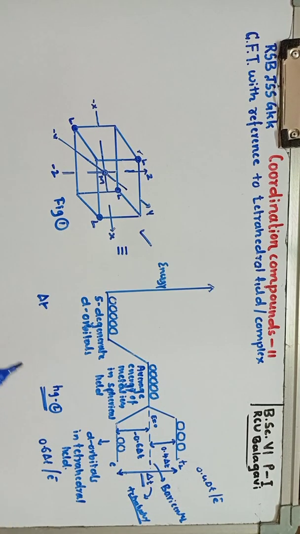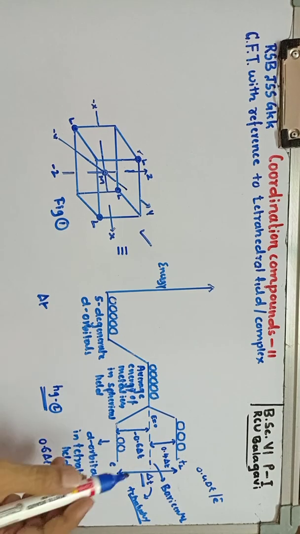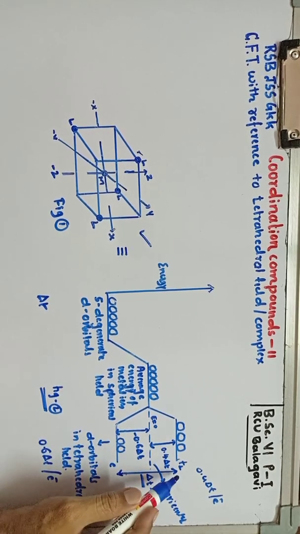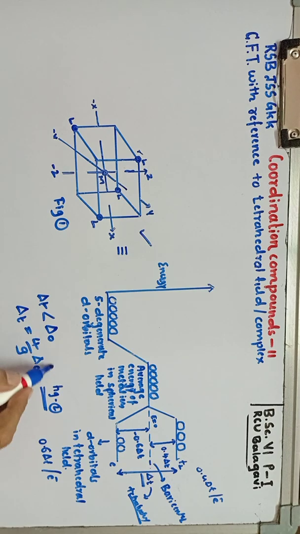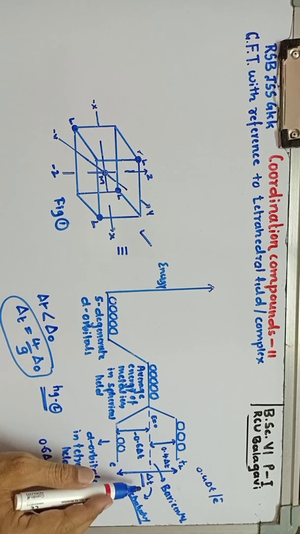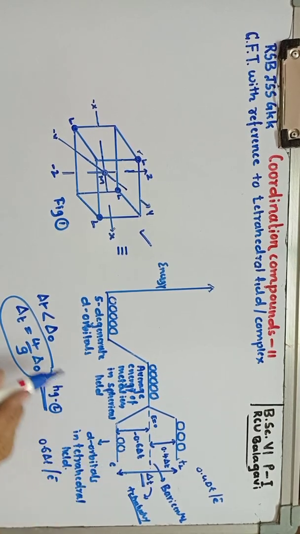Here it should be noted that the crystal field splitting in the case of tetrahedral, that is delta T, is always less than delta naught, the crystal field splitting in the case of an octahedral complex, and it is approximately equal to 4/9 of delta naught. That means the crystal field splitting in a tetrahedral complex is always less than that produced in an octahedral one. Why will it happen like this? We will discuss in the next video.